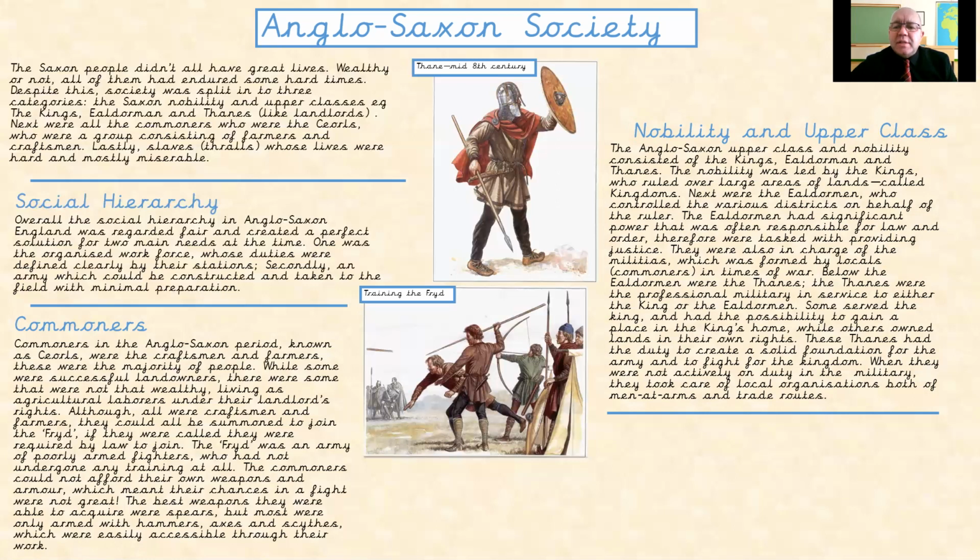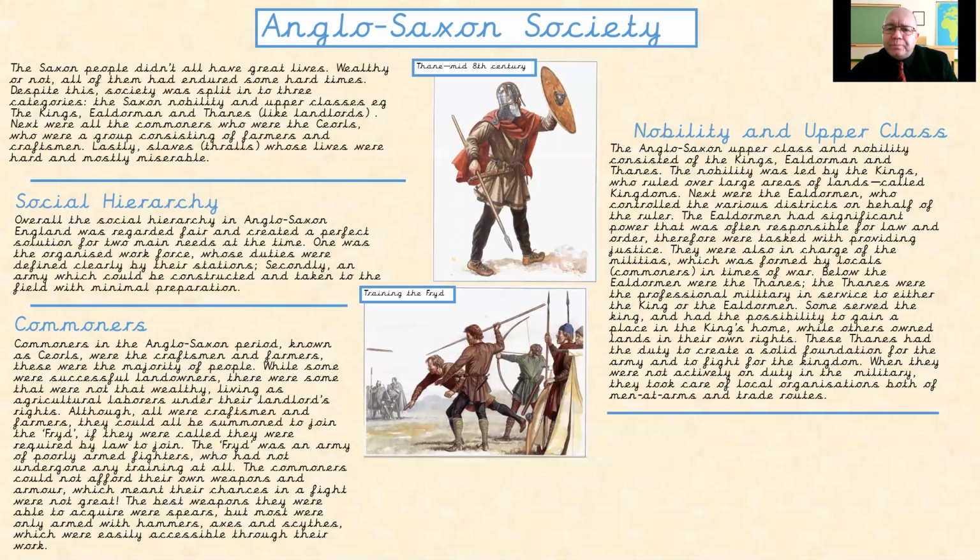Below the eldermen were the thanes. Now, the thanes are the professional military. These are trained soldiers, the professional military in service to either the king or the eldermen. Some served the king and had the possibility to gain a place in the king's home, while others owned land in their own right. These thanes had the duty to create a solid foundation for the army and to fight for the kingdom. When they were not actively on duty in the military, they took care of local organizations, both of men-at-arms and trade routes.